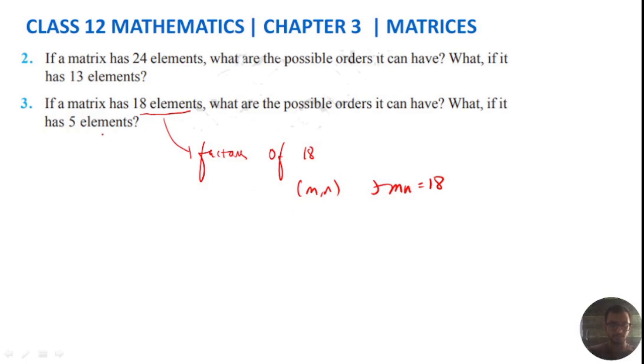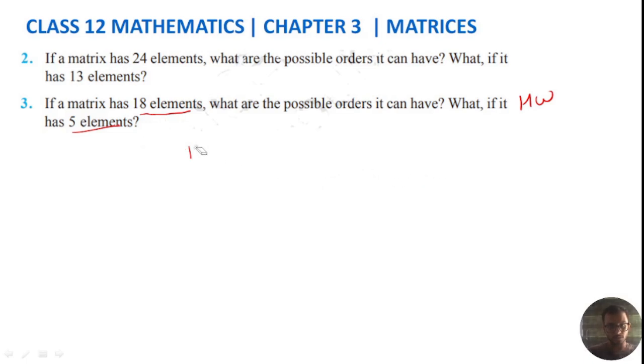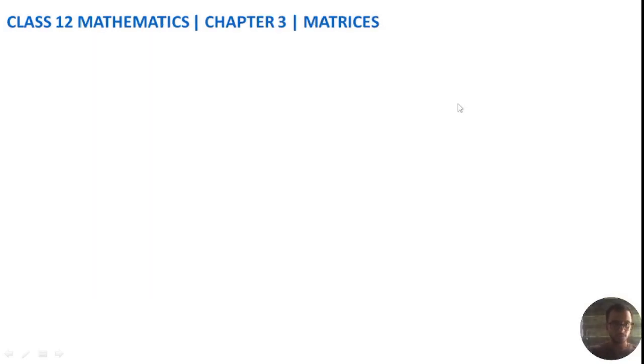And they are also asking what if it has 5 elements. Again 5 is prime, so it will have only 2 possibilities, 1 comma 5 and 5 comma 1. So you do this as homework. Let me erase this part. Yeah, so you do this as homework. Okay, so let's move to the next question.